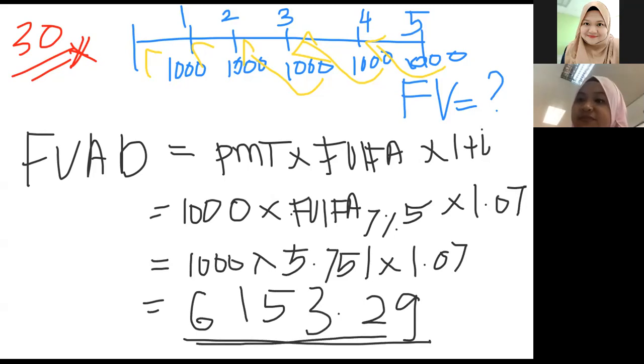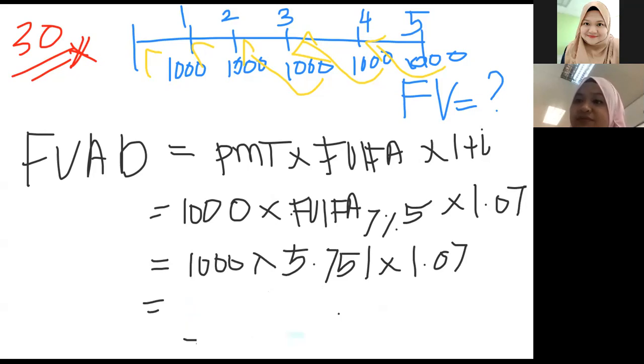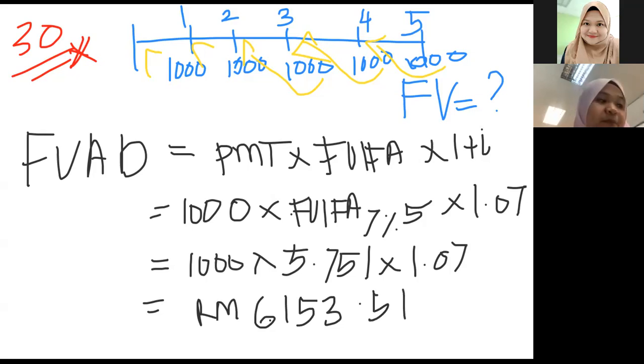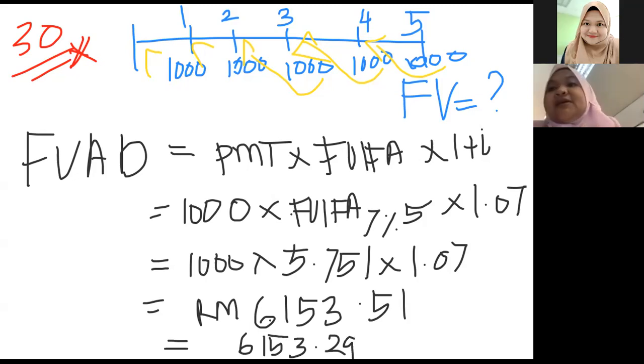Sorry, this is not the answer. This answer is if you use the formula. If you refer to the table, 5.751, the answer is 6,153.51. If you use the formula, the answer will be 6,153.29. Not much different. Okay, almost the same. So this is future value.